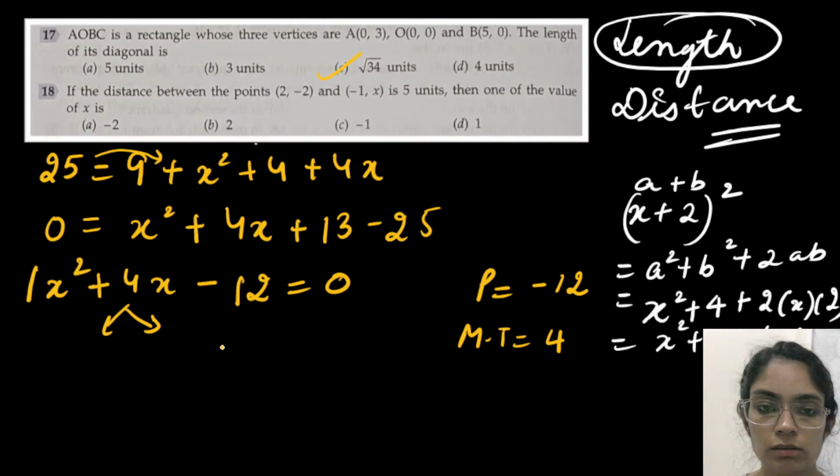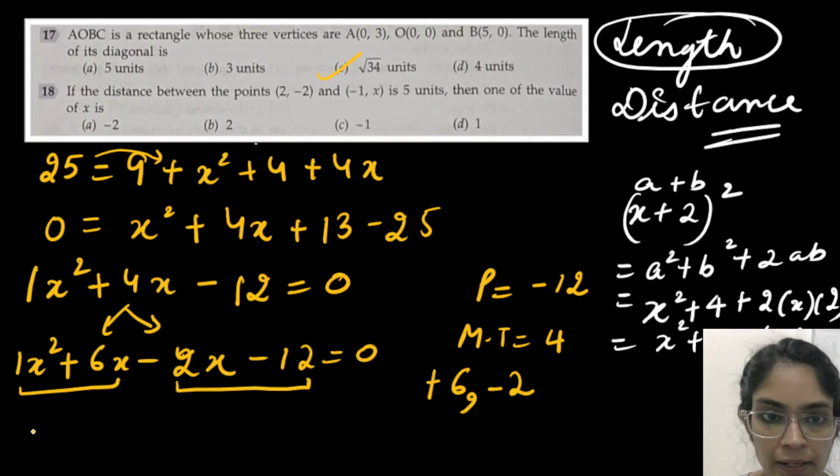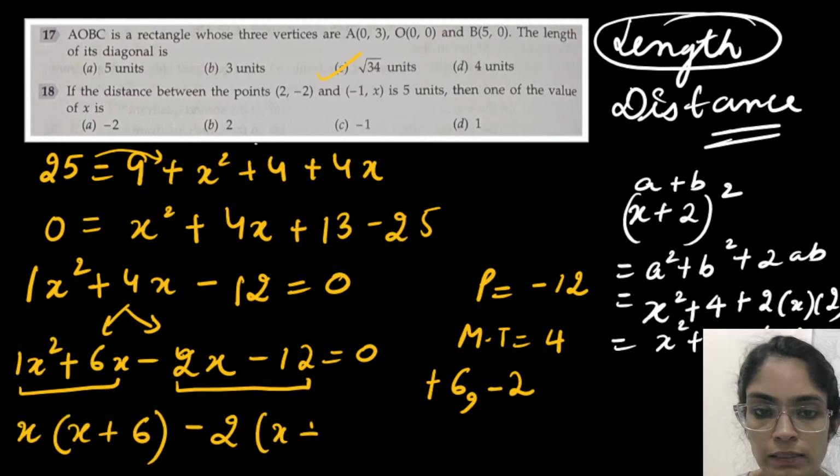So we know 6 and 2. If we use positive 6 and negative 2, we will get their product as minus 12 and their addition as positive 4. So I'm just going to substitute here: 1x square plus 6x minus 2x minus 12 is equal to 0. Here this is one pair and this is one pair. So x I am taking out common. So x plus 6 minus 2 is common here, so x plus 6 we will get.